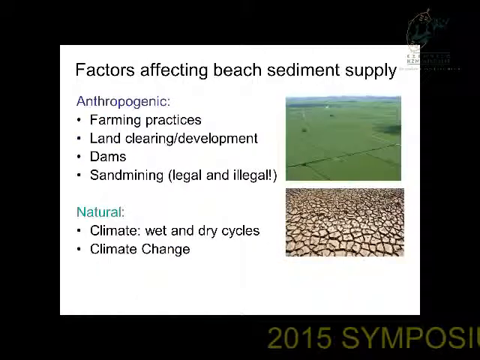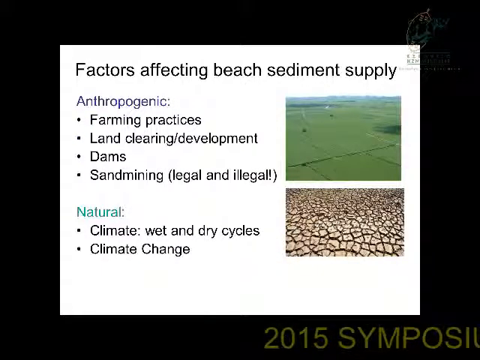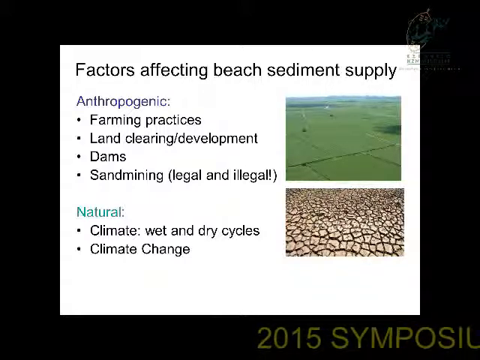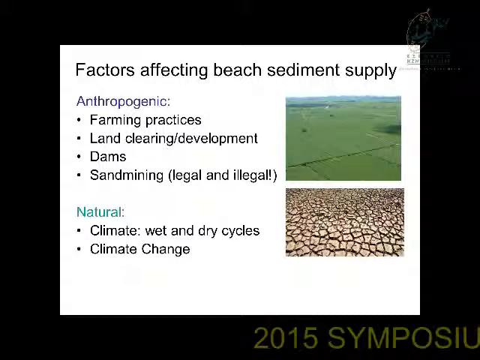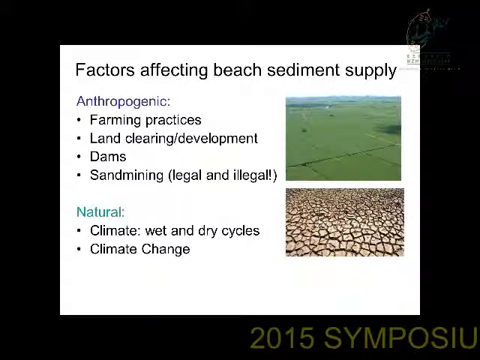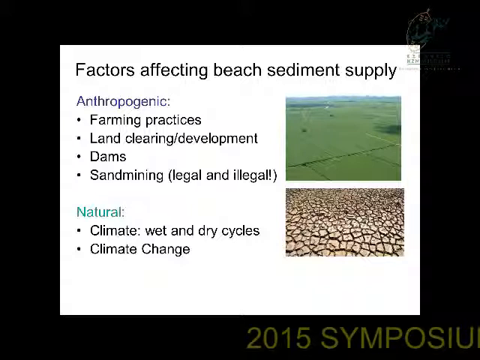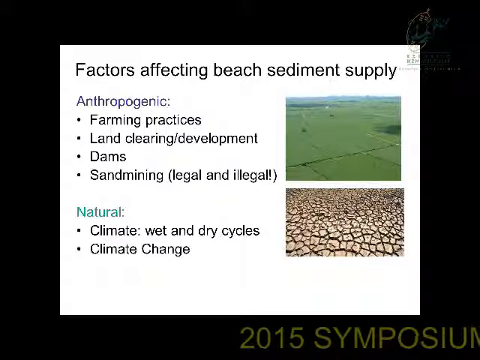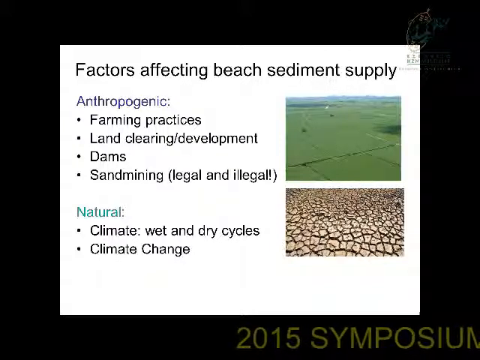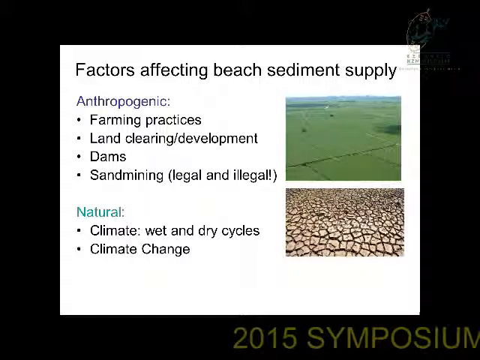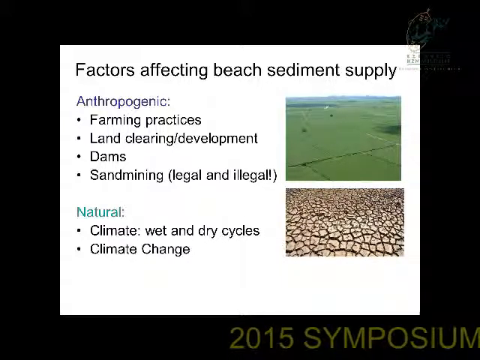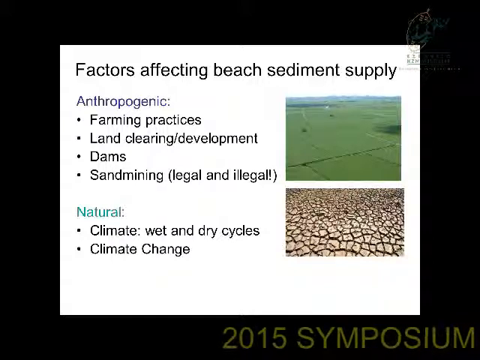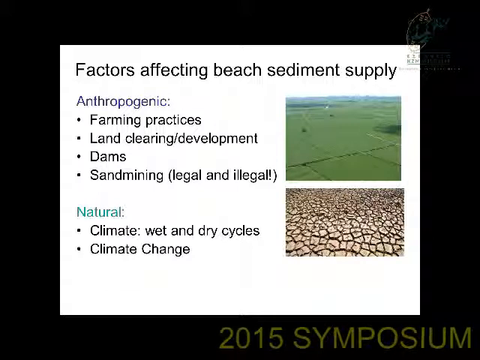Okay, factors affecting beach sediment supply. We've got anthropogenic factors, so different farming practices, reforestation, taking out natural grasslands, anything that's going to impact, and then that's going to come through to your runoff. Land clearing and development. Dams, obviously, affecting your sediment supply, acting as a sediment trap, resulting in less sediment getting onto the beaches. And then the big bugbear, sand mining. Some of it's legal, most of it's illegal.